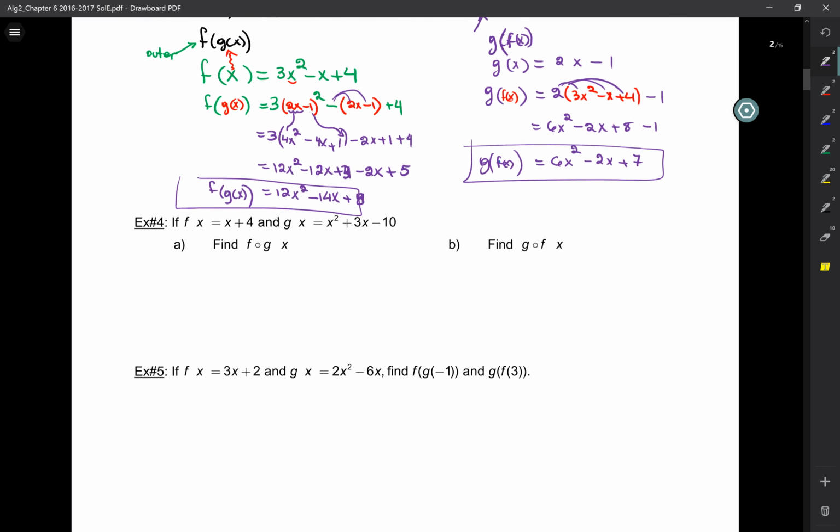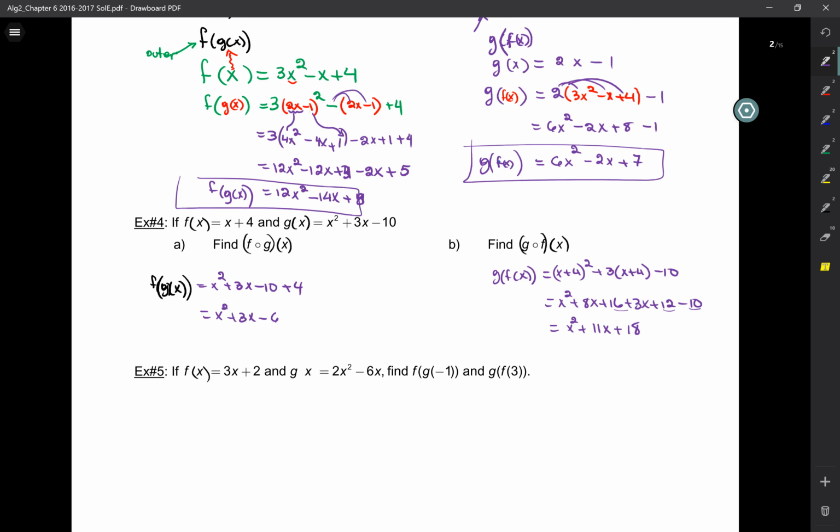Down here in example 4, we have 2 more. So now I'm going to have you do these 2. You've got an f of x and a g of x. Find f of g of x and then g of f of x. Don't move on to example 5. So do A and B, and I will stop this and give everybody a chance. 4 to 5 minutes should do it.